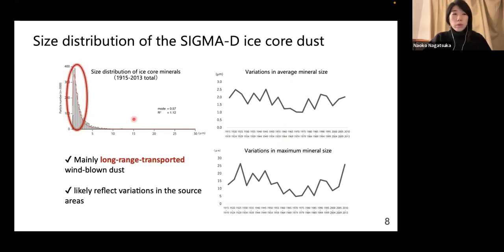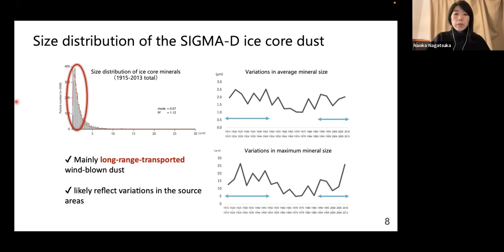Most particles were less than 2 micrometers, which is consistent with the other Greenland ice core dust derived from distant desert. This means the ice core dust is also mainly long-range transported minerals. However, there are significant variations in mineral size among the samples.